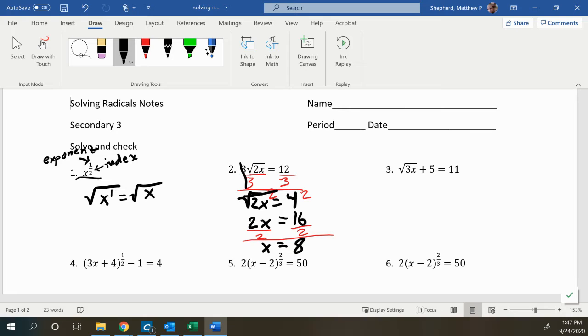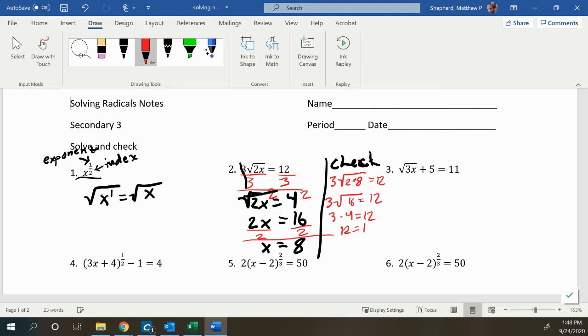If I want to verify and make sure I'm right before I keep moving on, we can do what is called a check, which means I'm just going to put my answer into the original equation. So we had 3 square root 2 times x, and I'm going to replace the x with an 8. Now 2 times 8 should be 16. Square root of 16 is 4, and 3 times 4 is 12. Yeah, I definitely did that right. By doing that extra step of plugging the number in, you can assure that the answer you got is the correct answer.